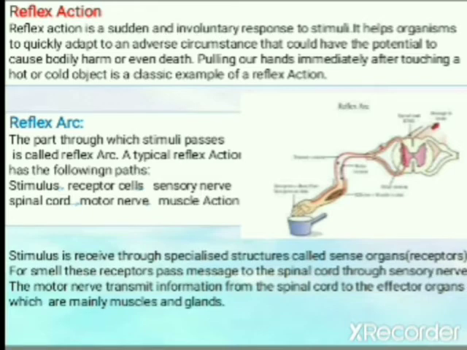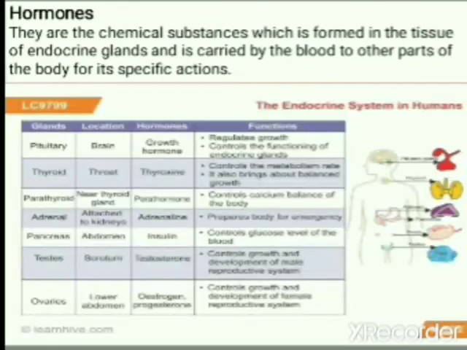Next we shall see hormones. So what are hormones? They are chemical substances formed in the tissue of endocrine glands and carried by the blood to other parts of the body for their specific actions.